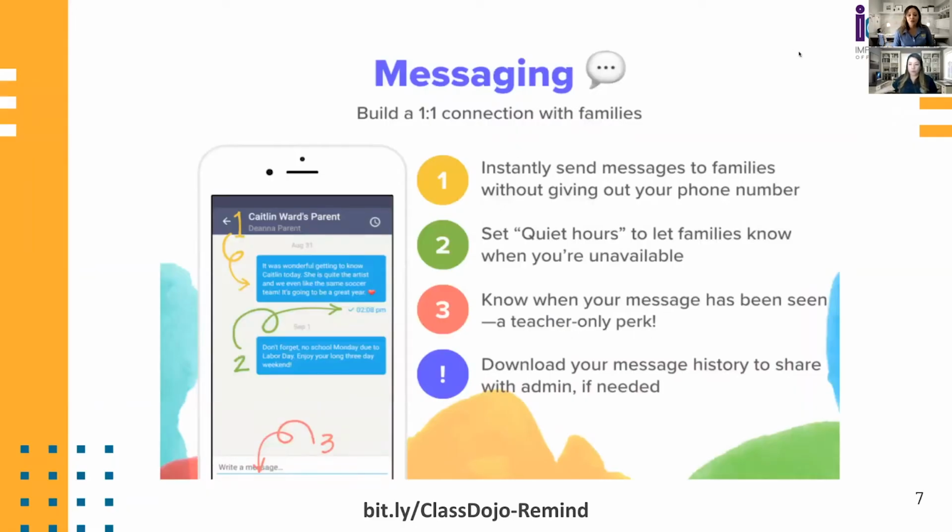It also allows for one-on-one messaging. Please note that it is not an SMS message that parents will receive. They will have to download the app to communicate with you through messaging, but you can communicate one-on-one privately with parents to keep them updated on what's happening in the classroom with their child. It does allow you to set quiet hours to let families know when you're unavailable. They can still message you during your quiet hours, but they will receive a generated message that says Mrs. Johnson is on quiet hours and she may not respond.